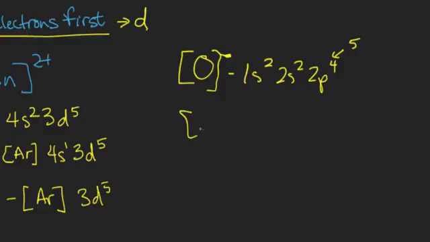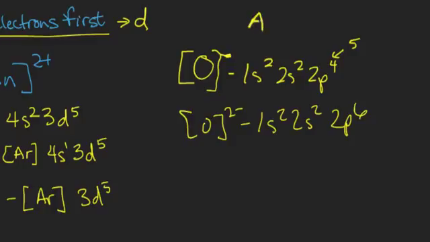If it was 2 minus, it would be 1s2, 2s2, 2p6. Okay? So follow the Aufbau principle whenever it's an anion, a negative charge.